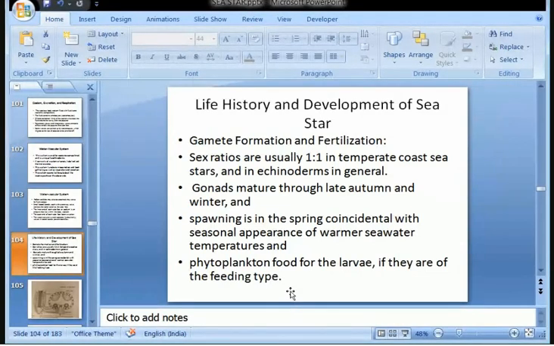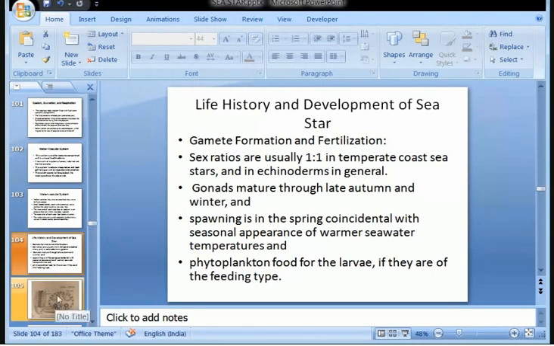So these larvae are free swimming, feeding larvae, and mostly larval forms are present. But in some cases, the development is direct, that is, there are no larval forms. But in most cases, there are larval forms. So that way we say that development is indirect. So this is about the sea star, how they are, at what time they mature.